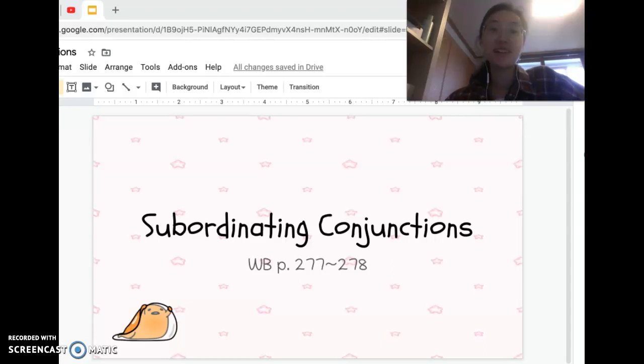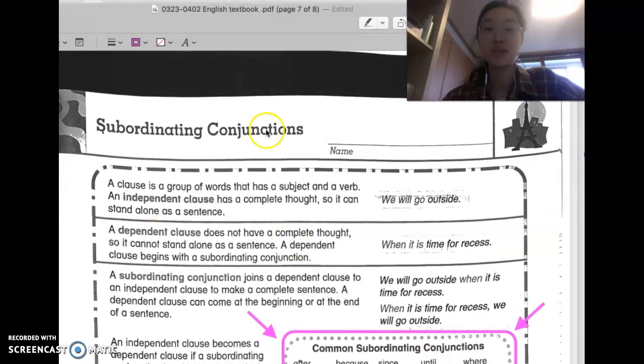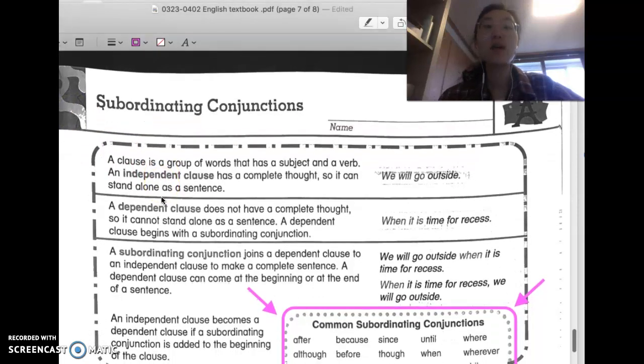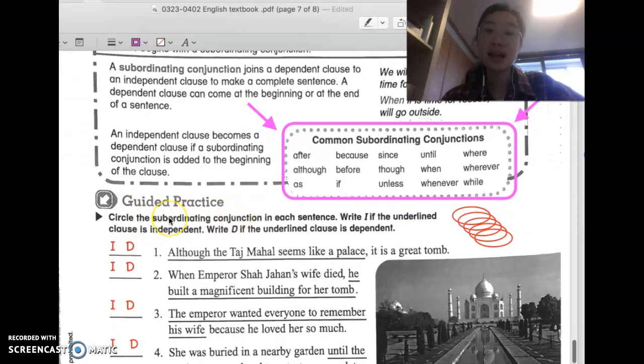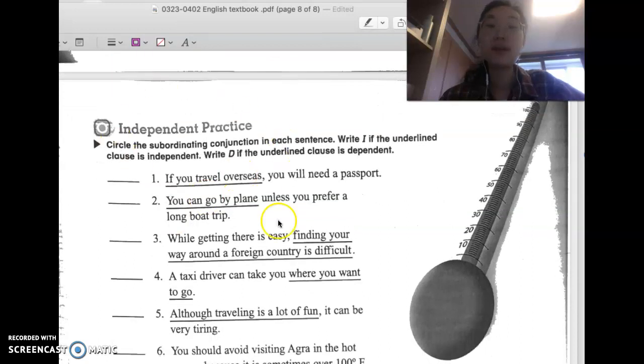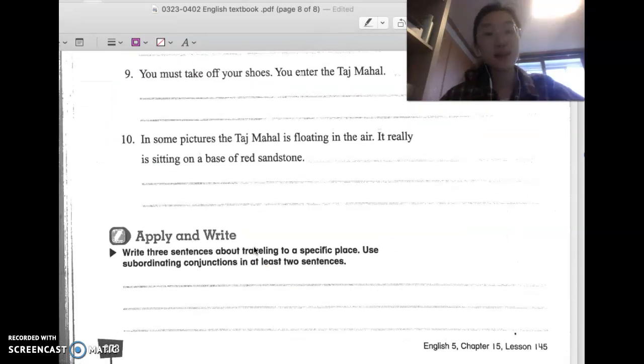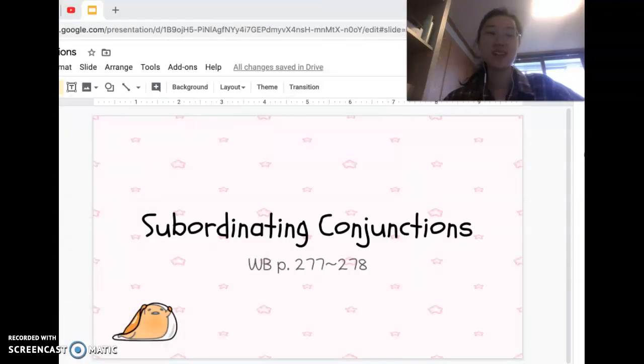So today we are going to be talking all about clauses and subordinating conjunctions. You're going to be needing your workbook pages 277 as well as 278, which look like this. First we're going to go over the concept, look at some examples, and then we will do the guided practice together, and you will complete the independent practice section and the apply and write section on your own. All right, let's go ahead and get started.